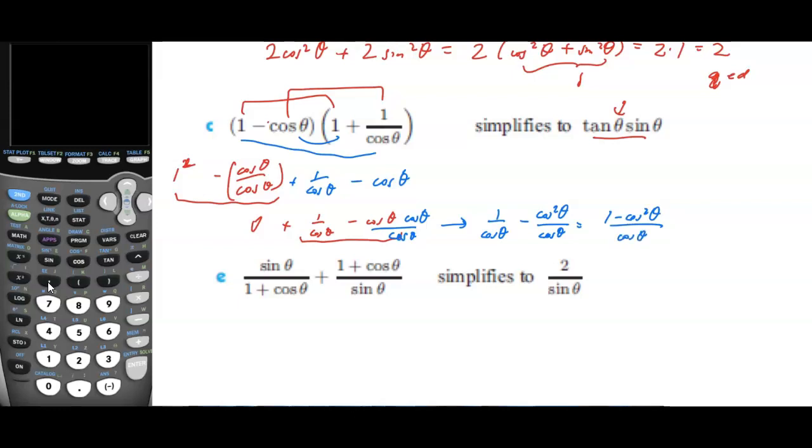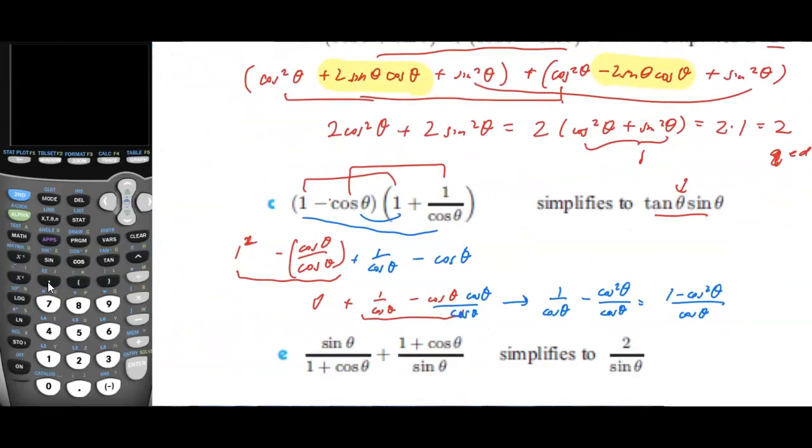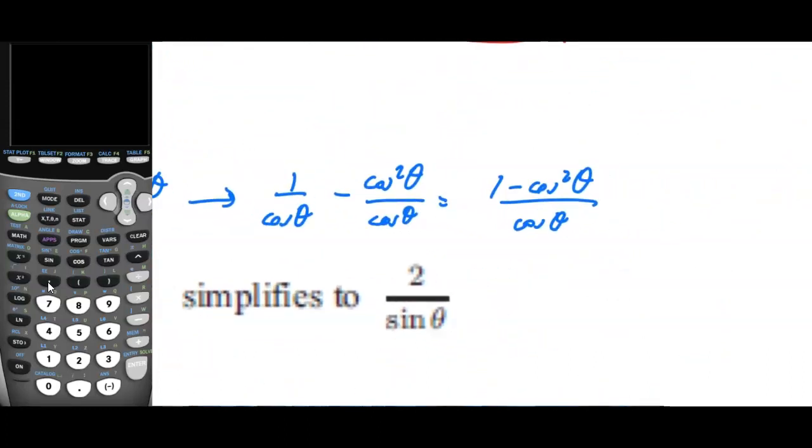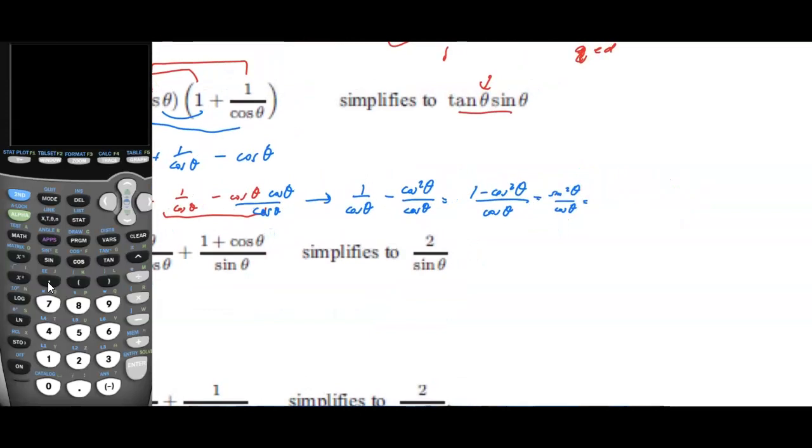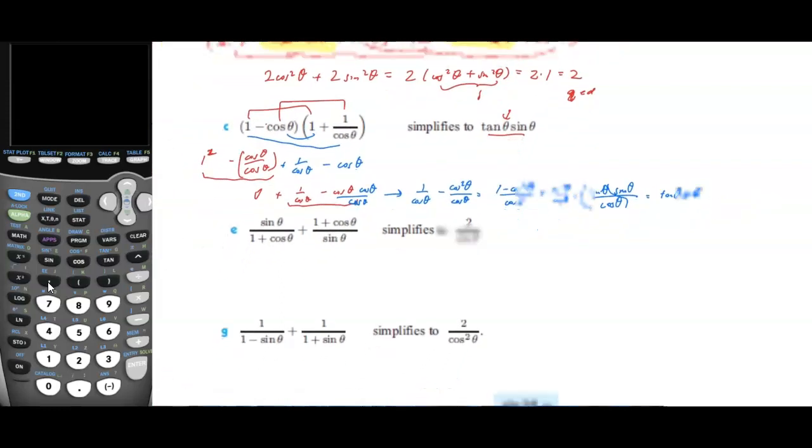Oh, and now we see it. 1 minus cosine squared theta, that's that identity from before, that's sine squared theta, right? So sine squared theta on top, cosine theta on the bottom. Now we're getting close. We can take sine squared theta and make it into 2 sine thetas multiplied together. And then we group together these two as tan theta, and then we end up with tan theta sine theta. Okay? All right.